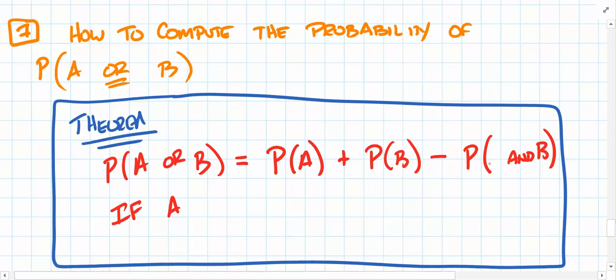These are events that can happen. This is the probability of A or B if they are not mutually exclusive, right? They can be at the same time. But look what happens.